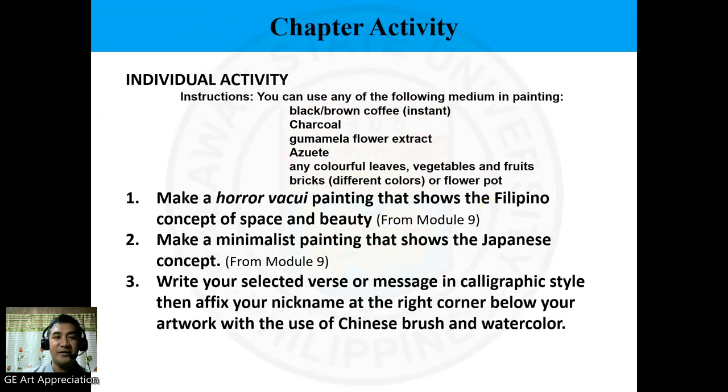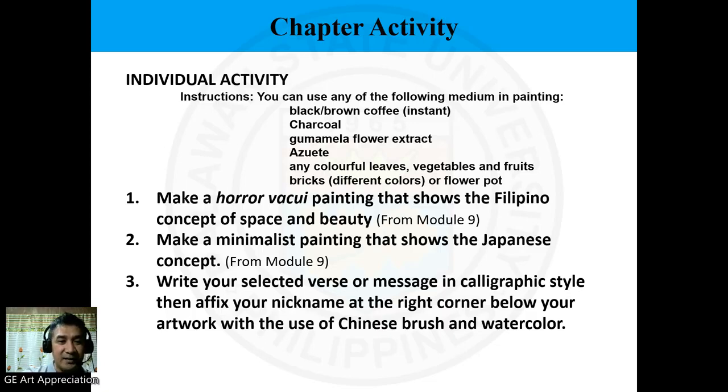Okay. Now, for your activity, you will have an individual activity. Okay, you can use any of the following mediums in the painting. You have the black or the brown coffee. Okay, so you can use the black or the brown instant coffee. You can use also the charcoal, the gumamela flower extract, achuete, or any colorful leaves or vegetables and fruits, different colors, or flower pot. Okay, now you have to make a Horvaki painting that shows the Filipino concept of space and beauty. Okay, you review the module 9 because it is there. Yung mga paintings, yung example ng paintings ng Horvaki.